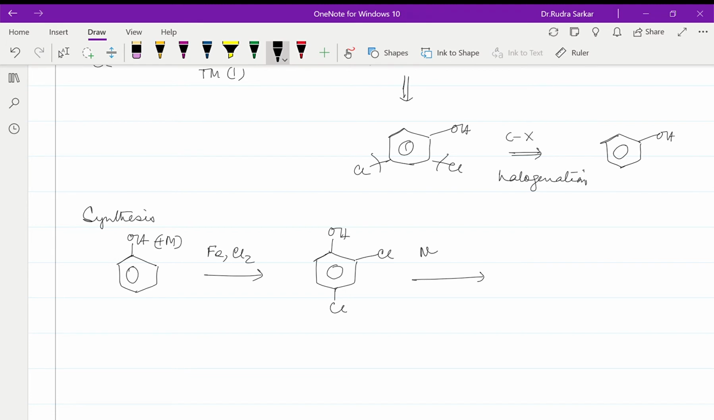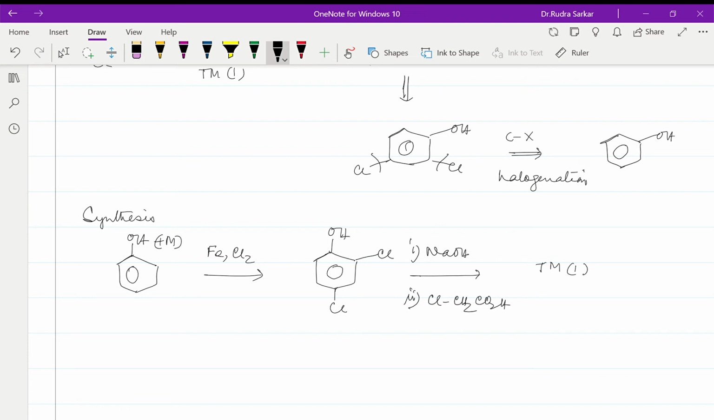Okay, this when treated with NaOH, it will lead to the formation of what? The phenoxide ion, which can further act as a nucleophile towards this alpha halo acid, and so we will get the target material 1 from this type of a synthetic process.